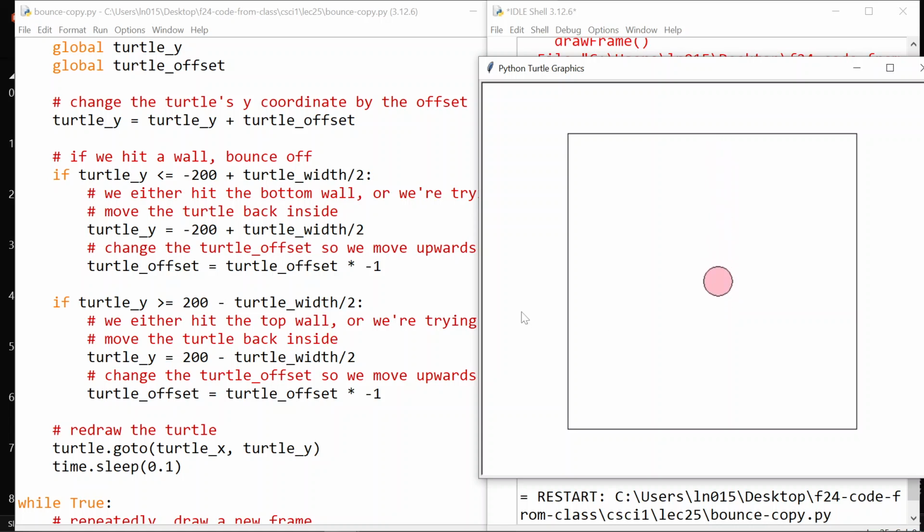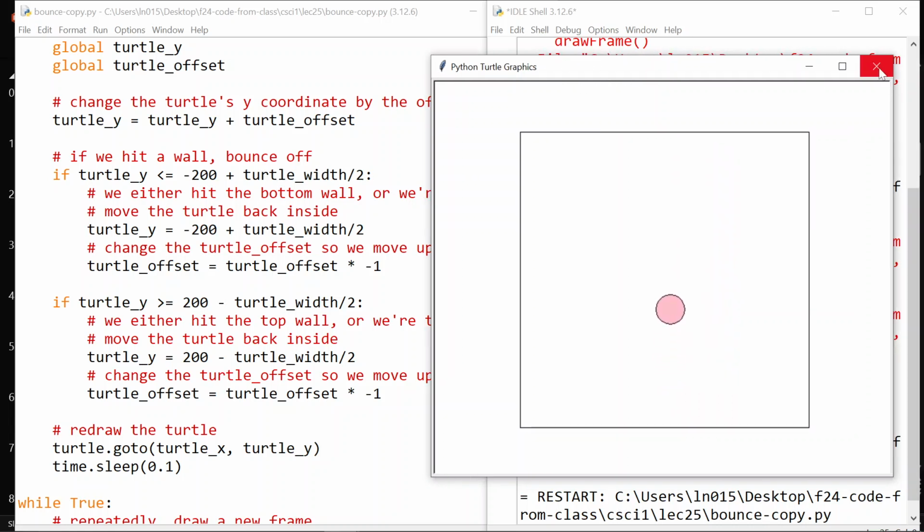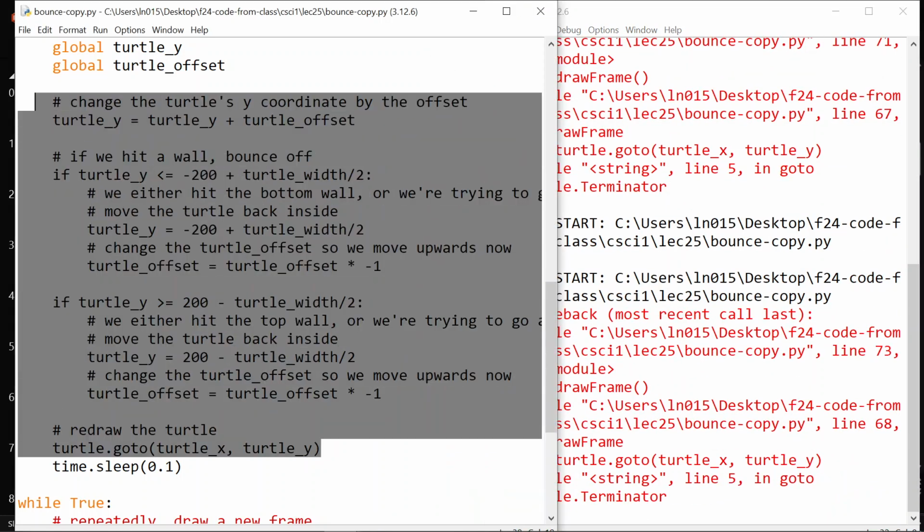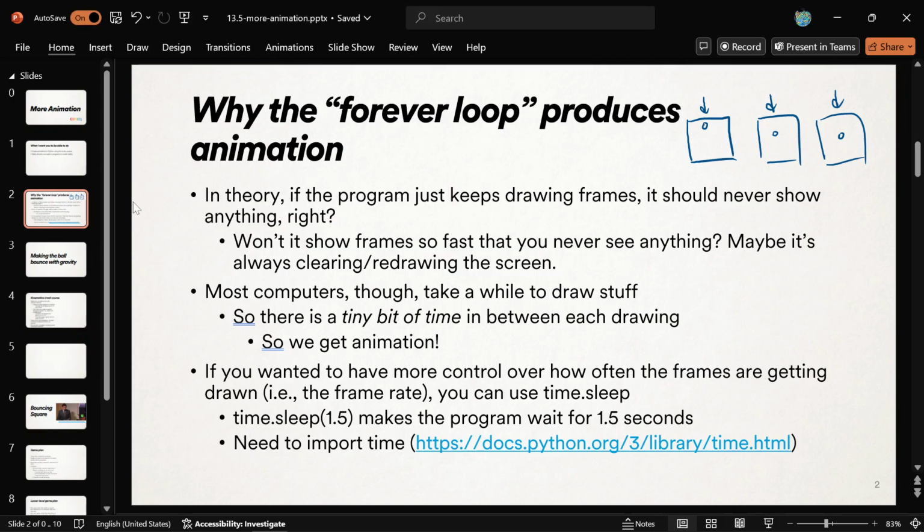Any questions about that? So you can have that kind of control if you want it. The turtle library doesn't really make it super easy, but you can do it. But we were just getting a frame rate based on how fast it took Python to run this code, is all I'm trying to say. Okay, so that's the secret there. That's what's going on. And yeah, there's more to it.